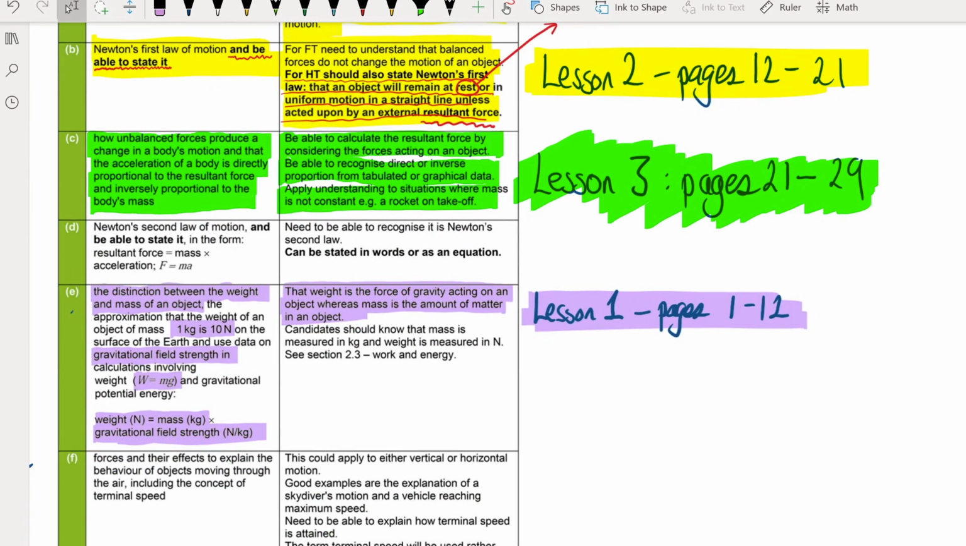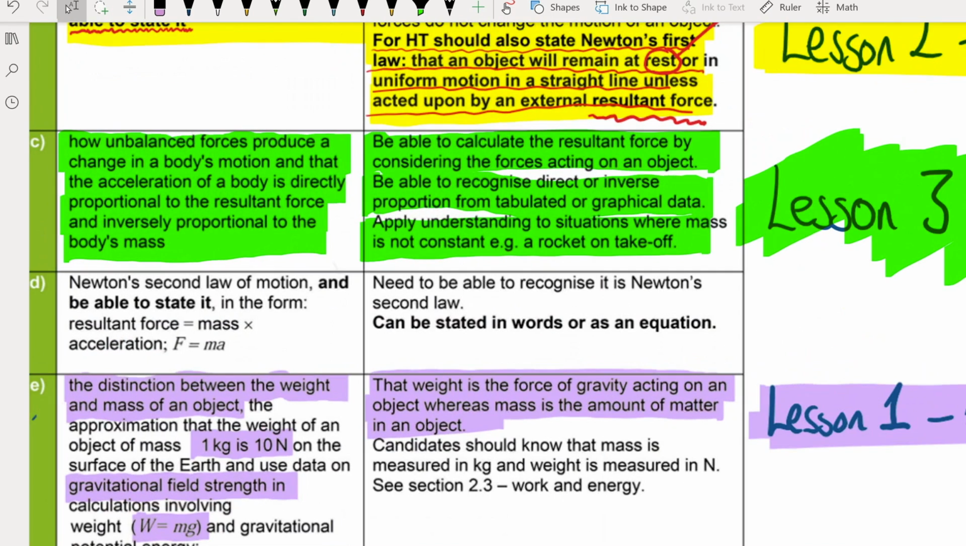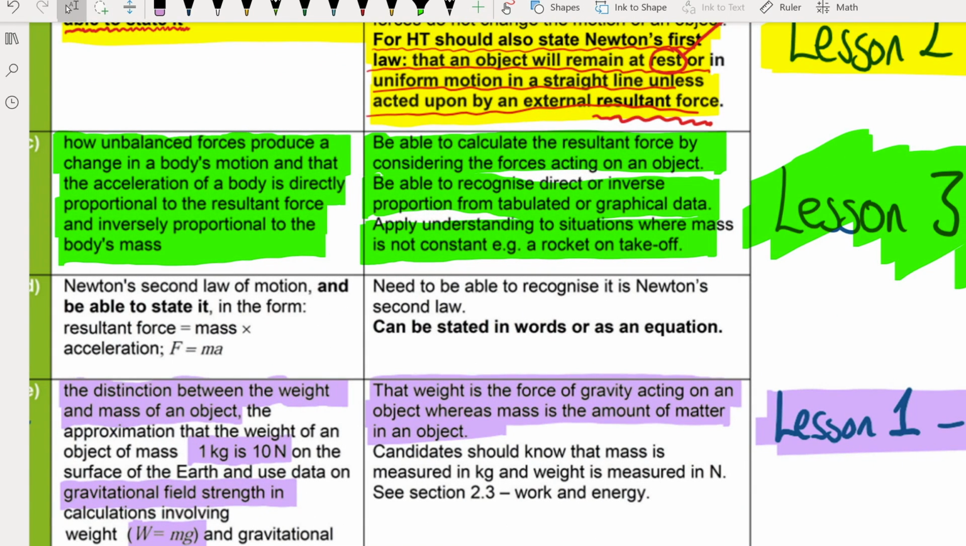Quick recap on previous lessons. Lesson 1 was learning about different types of forces and in particular weight. Lesson 2 was looking at Newton's first law of motion when forces are balanced. Lesson 3 is when forces are unbalanced and looking at the motion of the object. That's highlighted in green, you can see there.